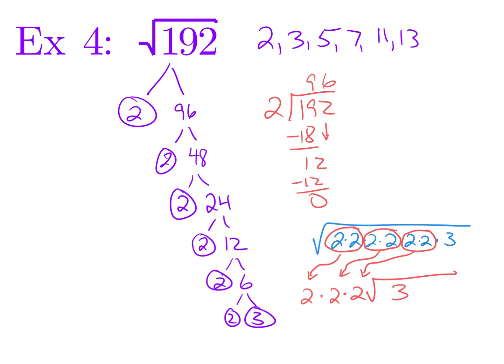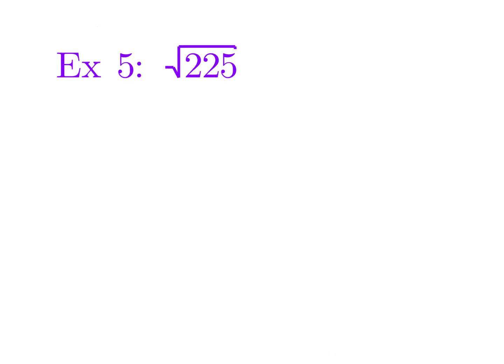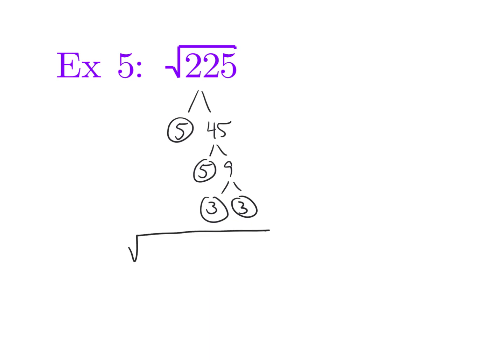All right, the outside, we got to simplify it. We got 2 times 2 times 2. What is that? 8. Because 2 times 2 is 4, times 2 is 8. And then inside, there's nothing to simplify, so it's just 3. And that's it. I'll go through this one pretty quick. So let's do 45. 5 goes into it 9 times. 5 and 9. 3 and 3.